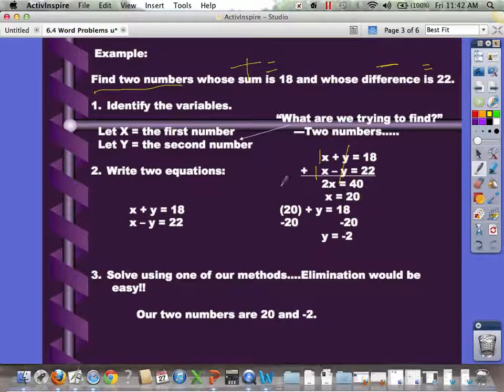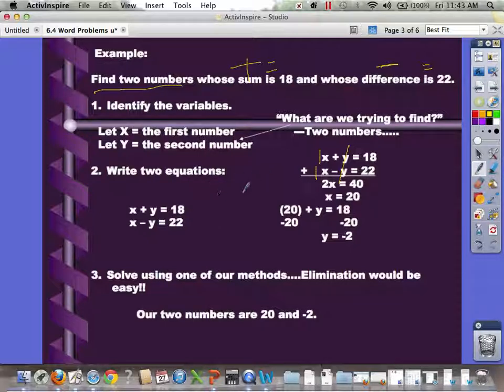Now, x was our first number, as we've got it up here. Then you just take that number, just like we were doing, and plug it into one of the problems that you did not change. Either one, it does not matter. So we plugged it into the very first problem. So I have 20 plus y equals 18. When I subtract 20 from both sides, I get y is negative 2. So my answer then is 20 and negative 2.